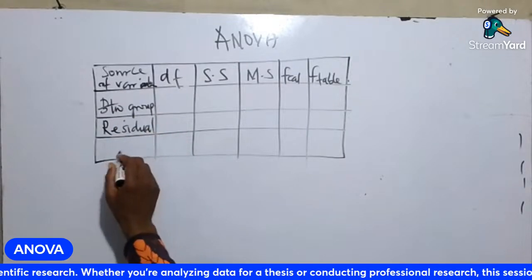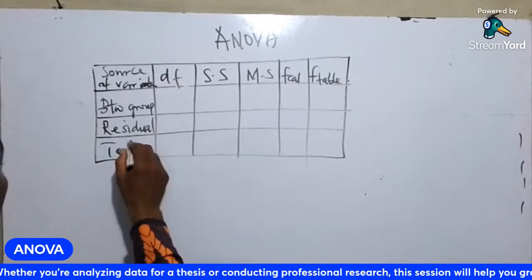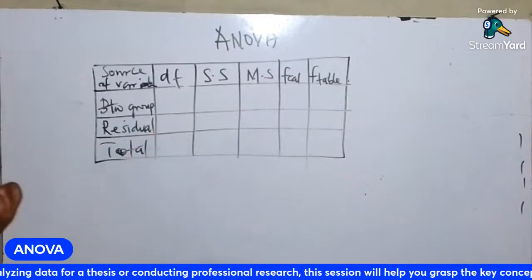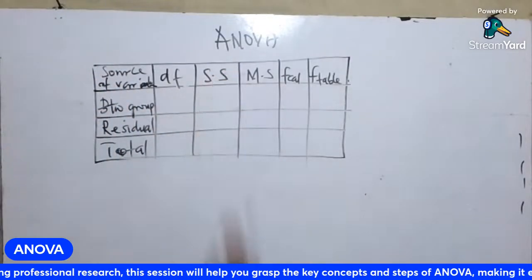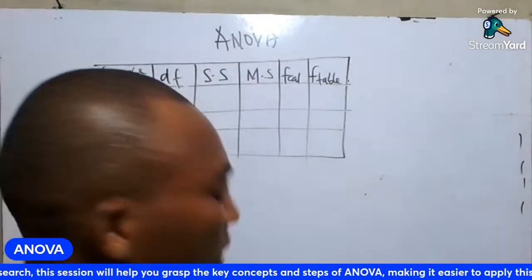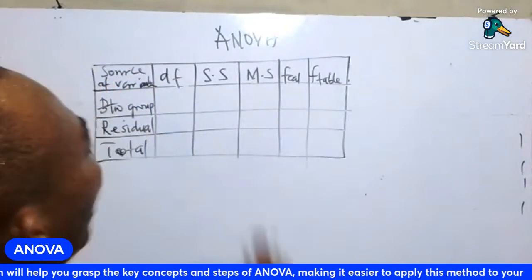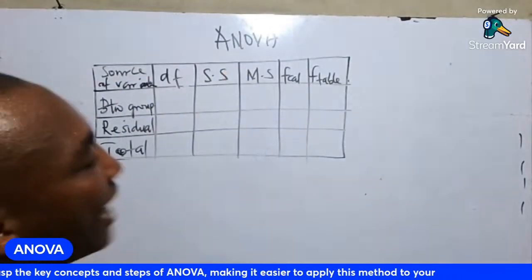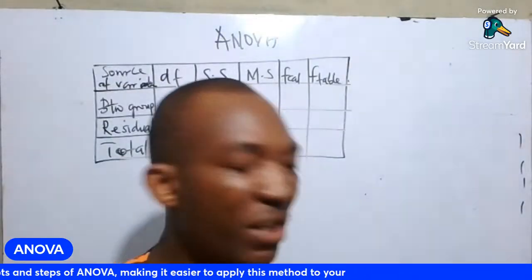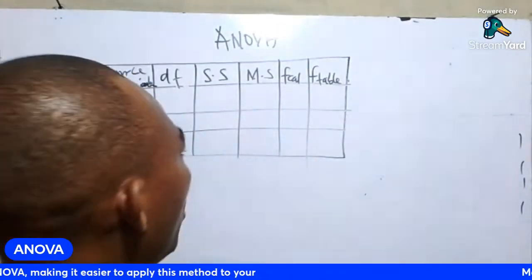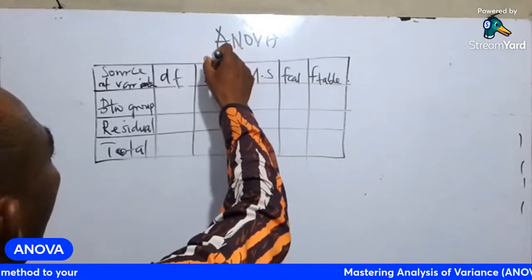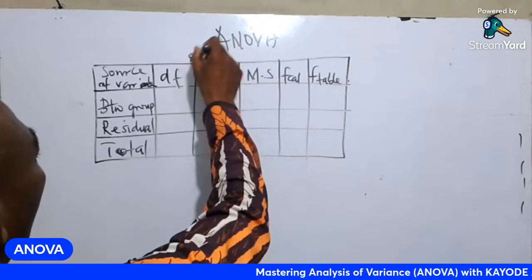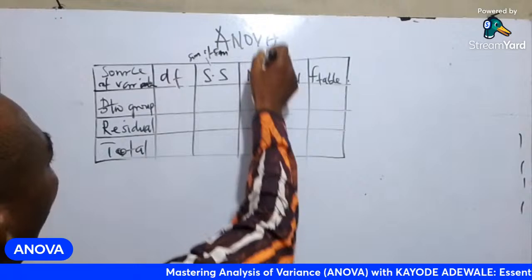Within the group and the residual, then you move away from there, you talk about the total. Like I said, SS means sum of square, and MS simply means mean square. So this is the total sum of square, and this one is what?